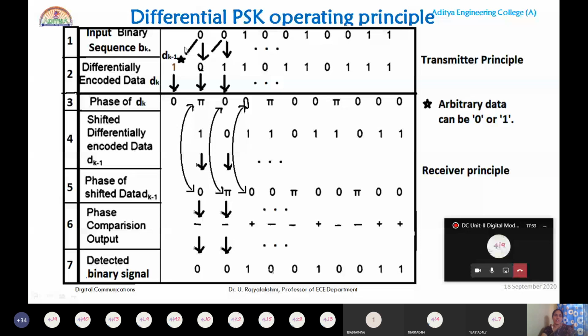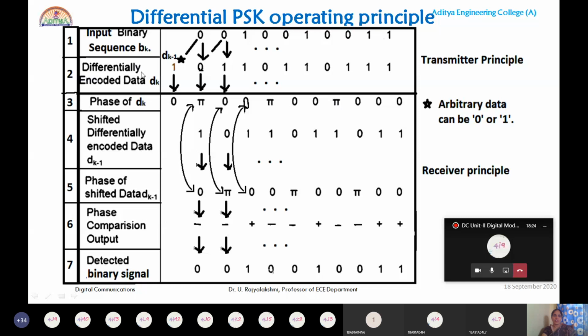So you can observe the same here. Here DK minus 1, initially we don't have, for the first element of BK, we don't have DK minus 1. We don't have encoder output. So no past element. So what you can do here, you can compare BK with DK minus 1 by considering arbitrary data, that may be either 0 or 1. So if 0 is compared with 1, it is different data. So output will be 0 and the corresponding phase is represented in third row. Second row represents the output of differential encoder. Third row represents the phase of DK.